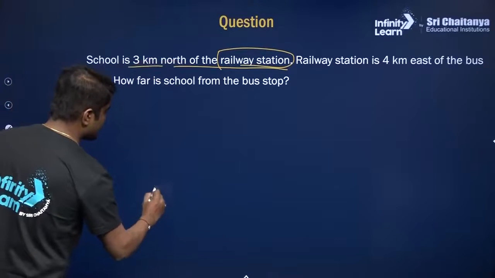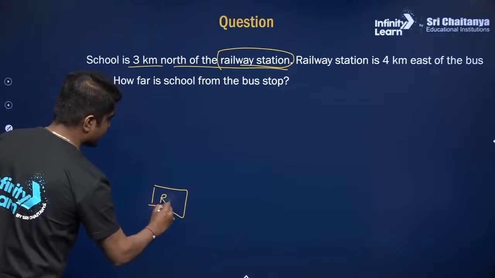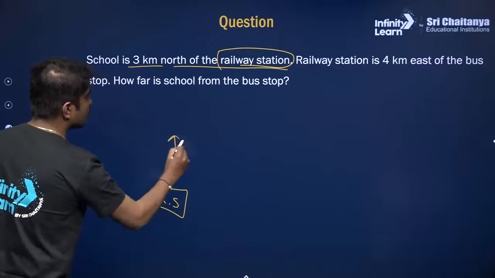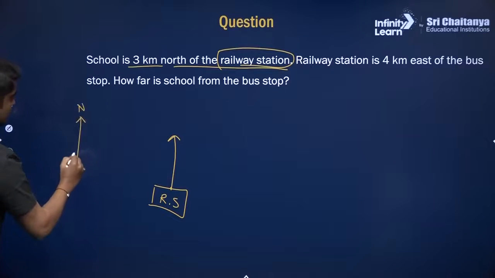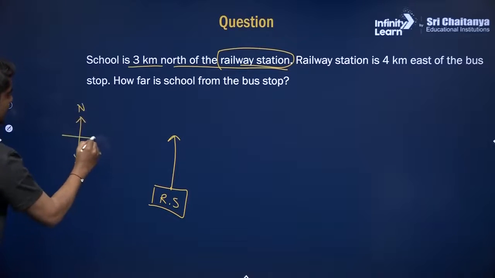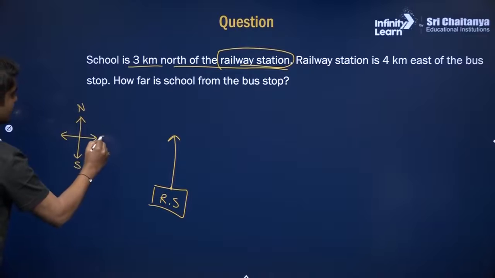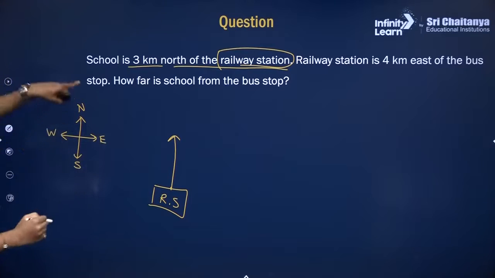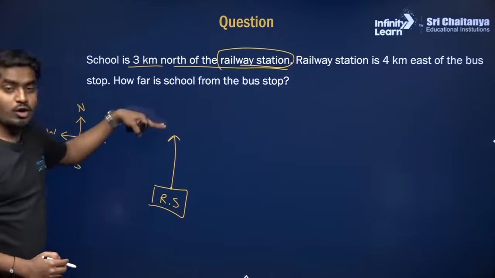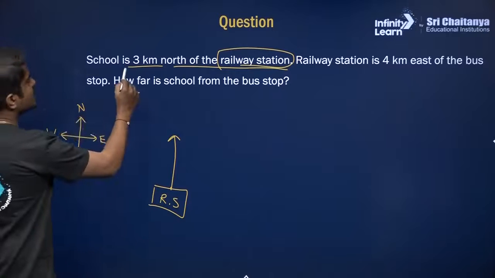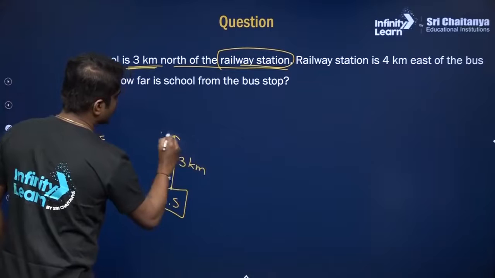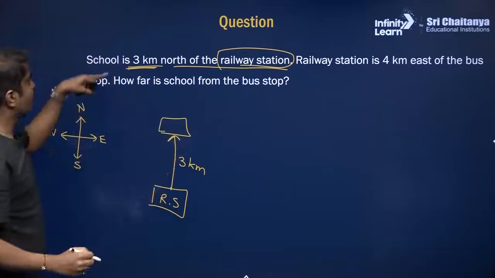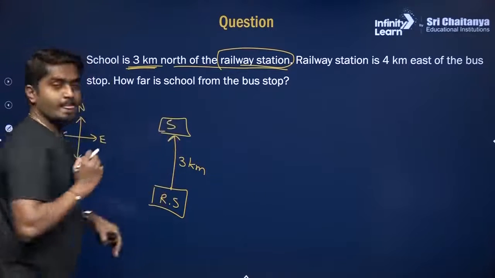Let's suppose there is a railway station here, and if you go to the north, do you know directions? This is the north, then this one would be south, there is going to be east, and this is west. These are the directions. So when you go to the north, and how much? 3 kilometers. So there is 3 kilometers to the north. Then you will reach where? There is a school.